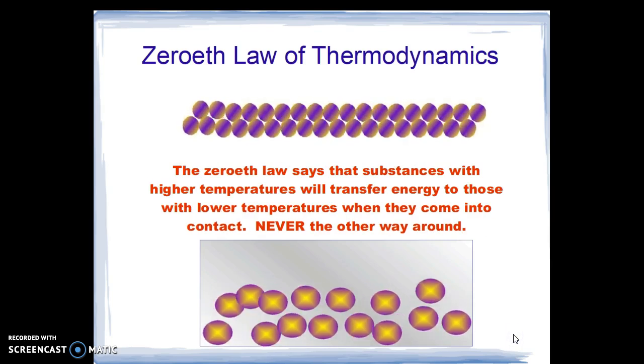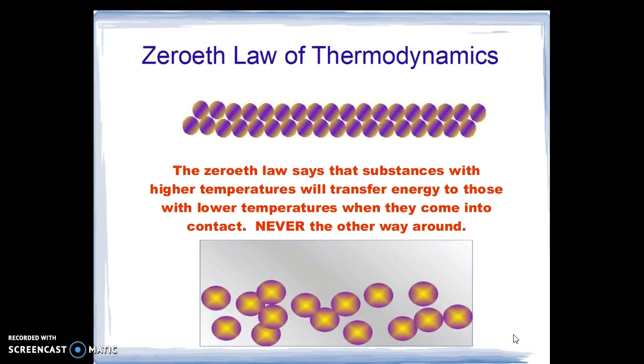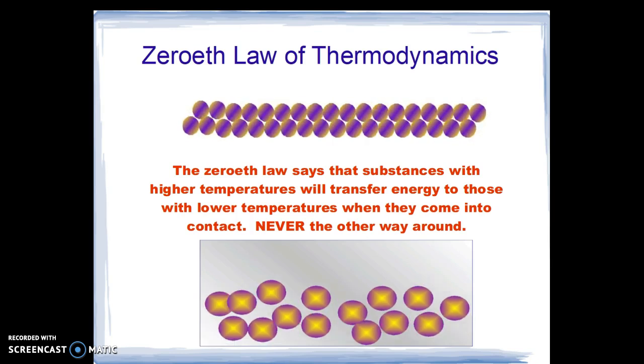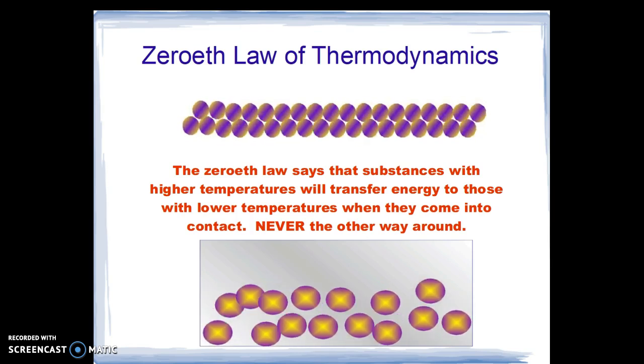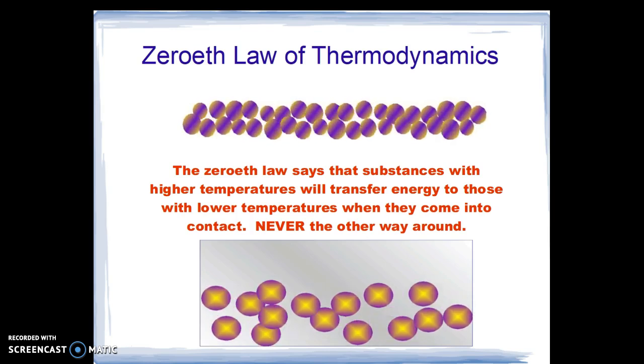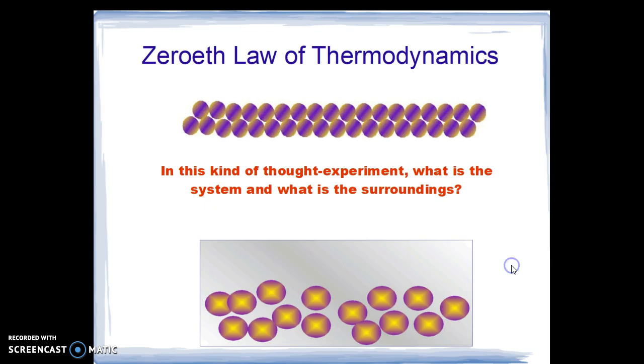The 0th law, which was actually formulated after the 1st, 2nd, and 3rd law of thermodynamics because it underlies all of those laws, says that substances with higher temperatures will transfer energy to those with lower temperatures when they come into contact. The 0th law says that it cannot happen that the kinetic energy in the lower temperature molecule would transfer energy to the higher kinetic energy substance.